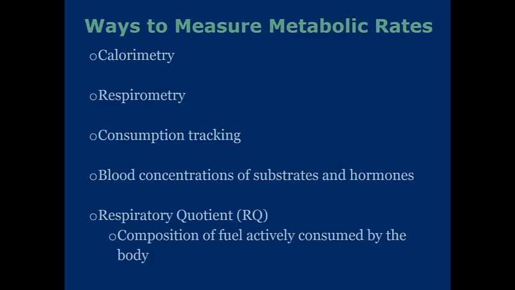And lastly, blood concentrations of substrates and hormones. By checking blood levels, we can determine what types of hormones and substrates are within our blood, thus giving a good indication of what state we're in. And lastly, the respiratory quotient, which is the composition of fuel actively consumed by the body.